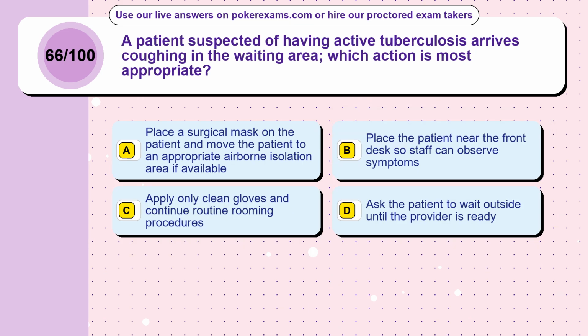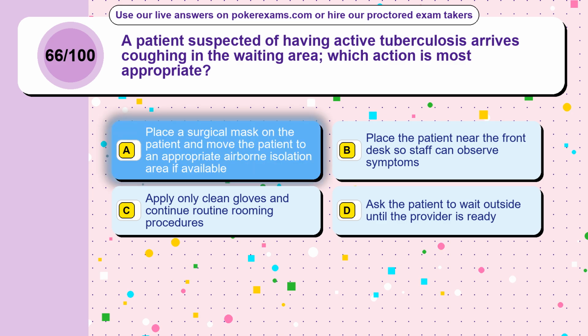Question 66. A patient suspected of having active tuberculosis arrives coughing in the waiting area. Which action is most appropriate? Option A, place a surgical mask on the patient and move the patient to an appropriate airborne isolation area if available. Option B, place the patient near the front desk so staff can observe symptoms. Option C, apply only clean gloves and continue routine rooming procedures. Option D, ask the patient to wait outside until the provider is ready.